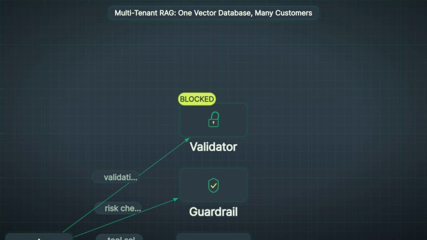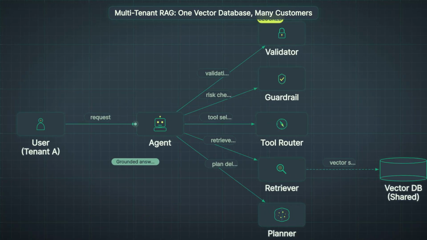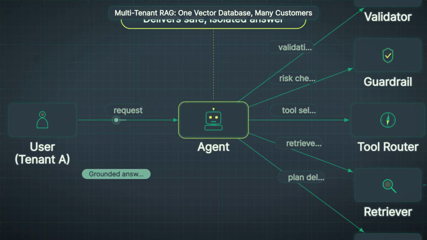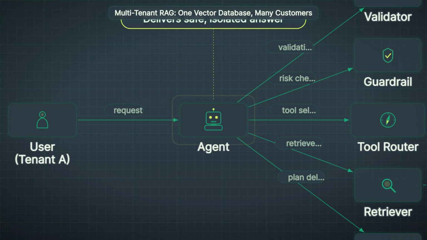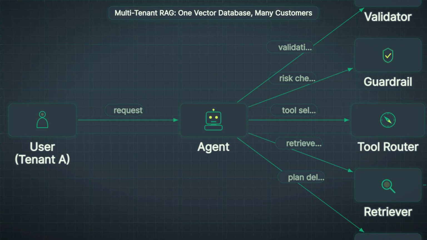The system now has a clean, tenant isolated set of documents. The agent assembles the grounded answer using only tenant A's verified policy documents. It produces a concise, accurate response and sends it back to the user. The whole chain, planner, retriever, router, guardrail, validator, worked in concert to ensure data isolation. The user gets exactly the information they're entitled to, no more, no less.